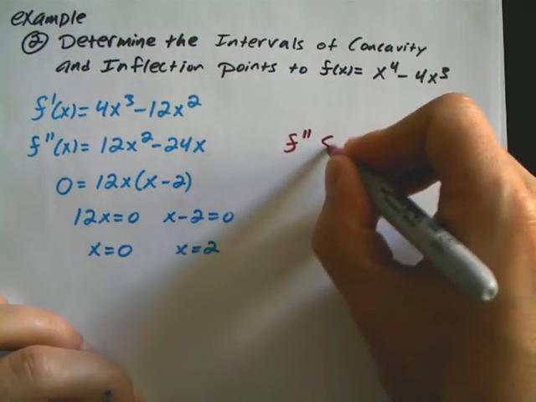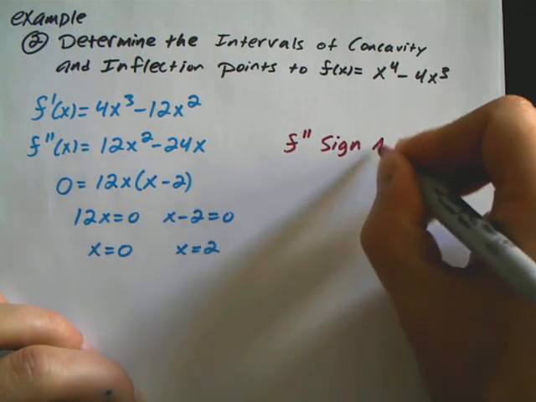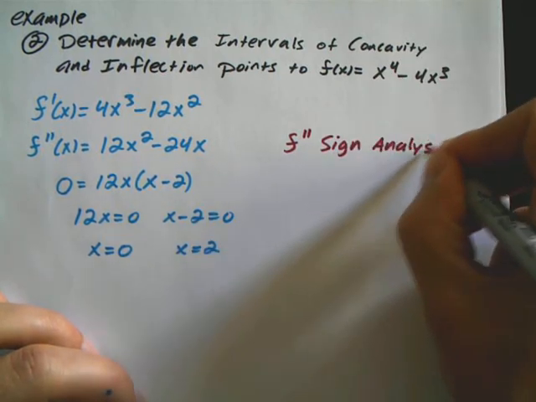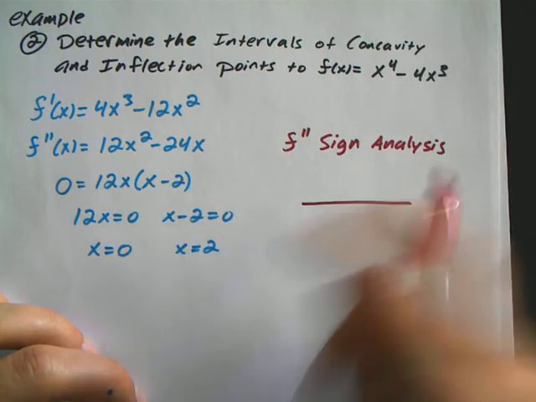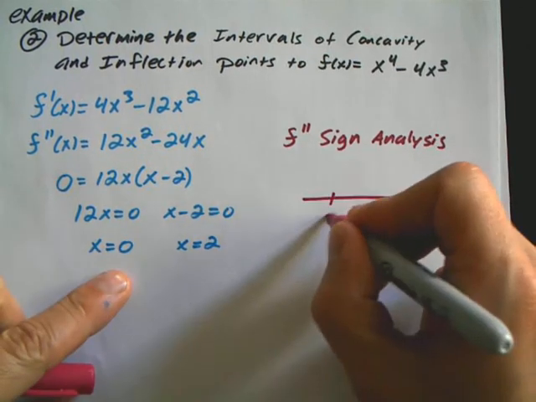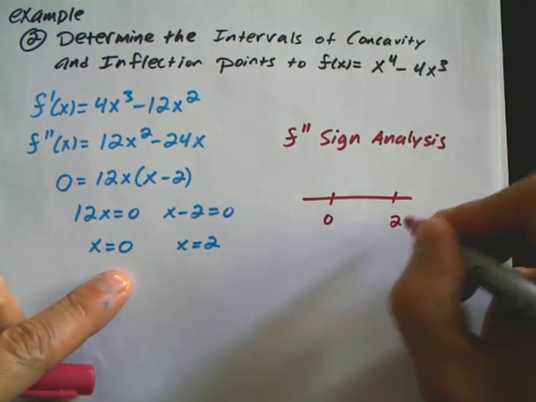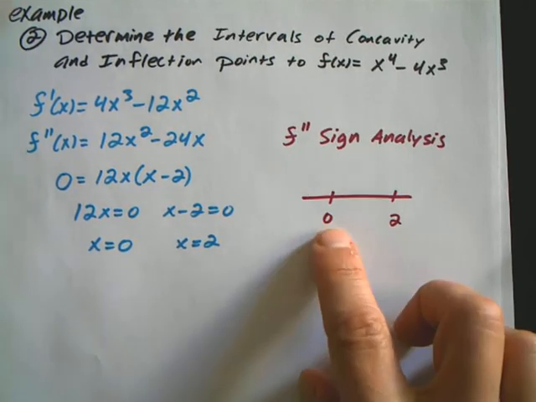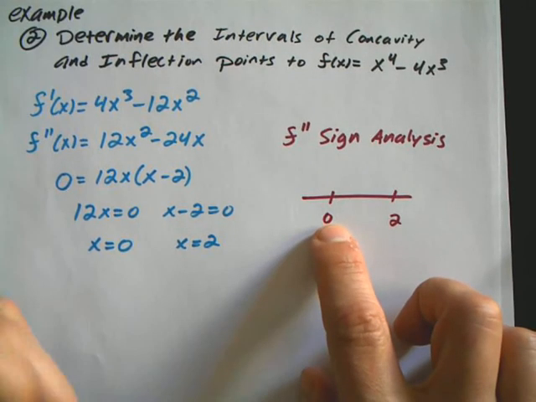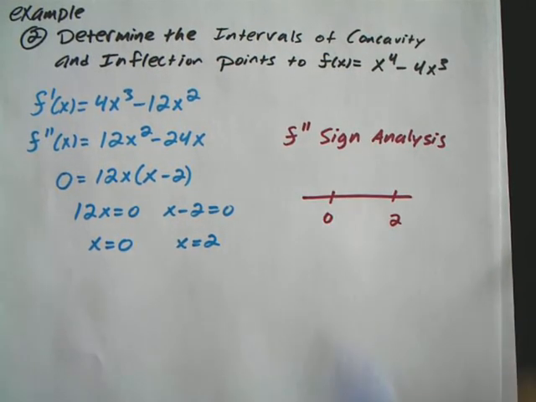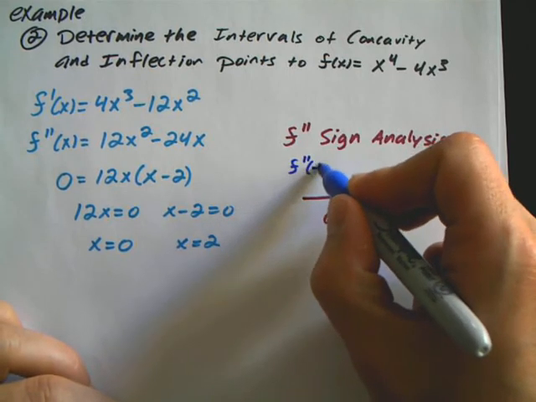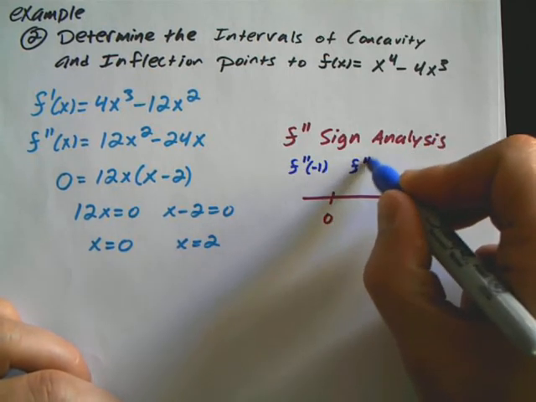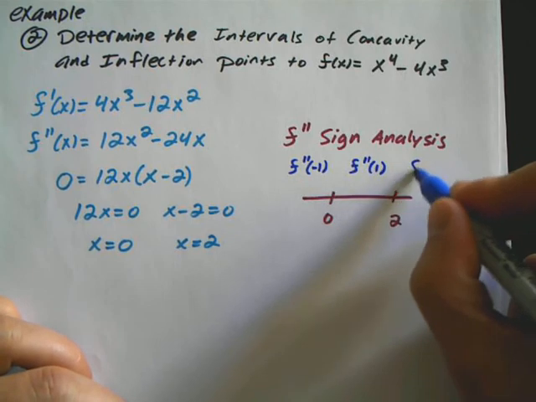So, second derivative sign analysis. I put these points on a little number line, and now I want to plug into the second derivative values that are before each one of these points. For example, I would plug in f double prime of negative 1, f double prime of positive 1, f double prime of 3. And again, all I'm looking for is whether this is positive or negative.